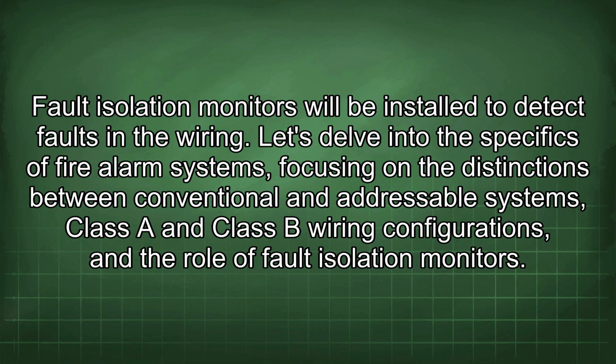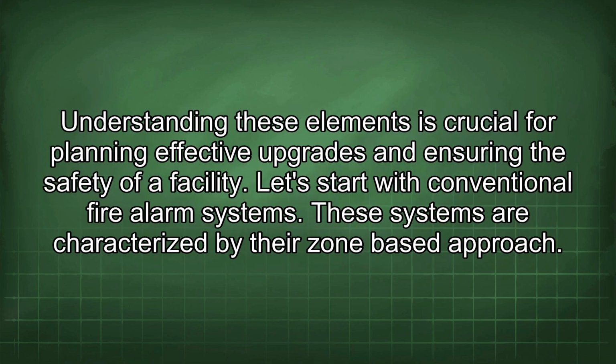Let's delve into the specifics of fire alarm systems, focusing on the distinctions between conventional and addressable systems, Class A and Class B wiring configurations, and the role of fault isolation monitors. Understanding these elements is crucial for planning effective upgrades and ensuring the safety of a facility. Let's start with conventional fire alarm systems. These systems are characterized by their zone-based approach.